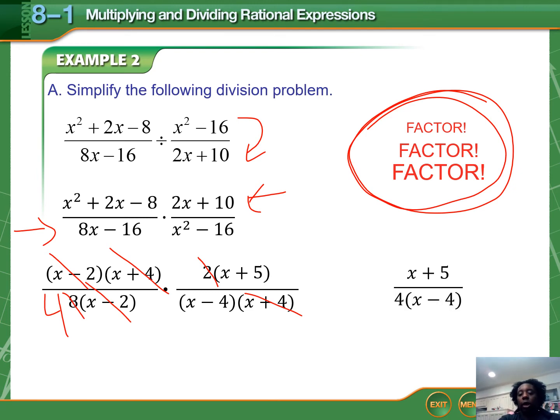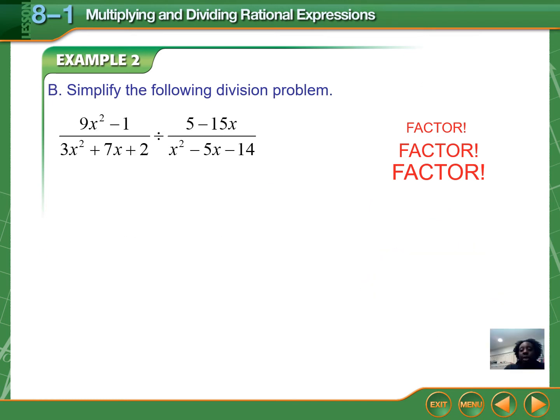There we go. That's what we have. Okay, so B, let's see if you guys can try B. So I would say pause the video and you go for it and see if you can try it. All right, we're back. Let's look at B.